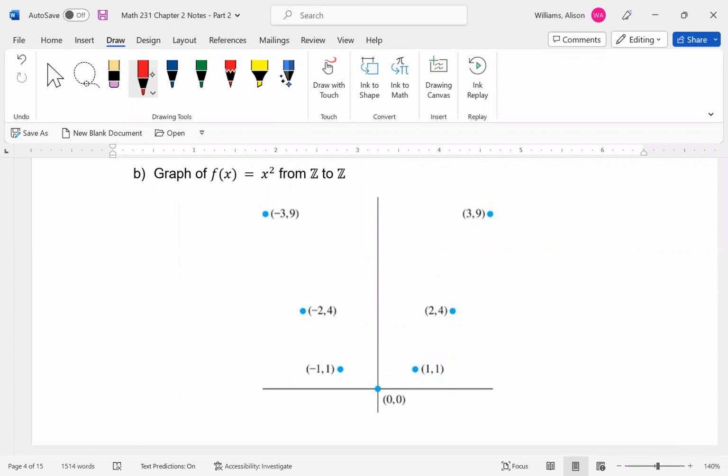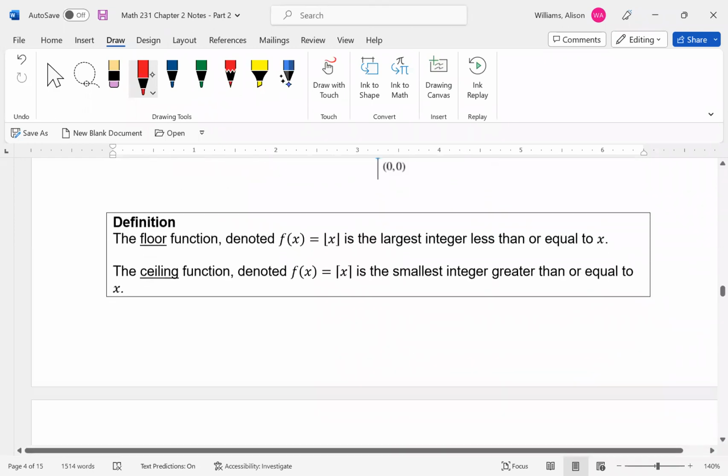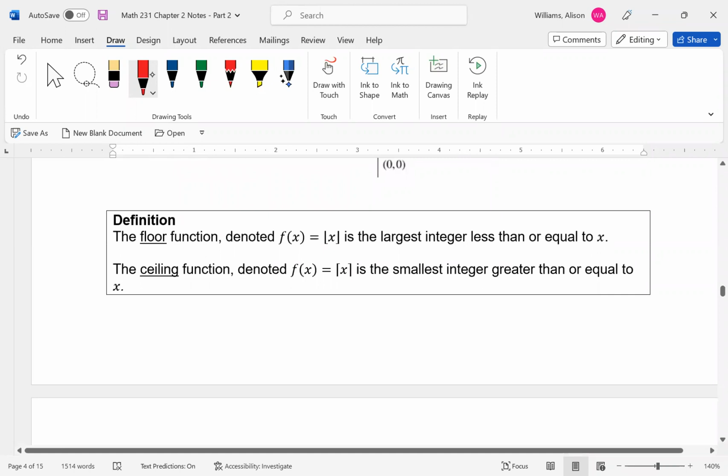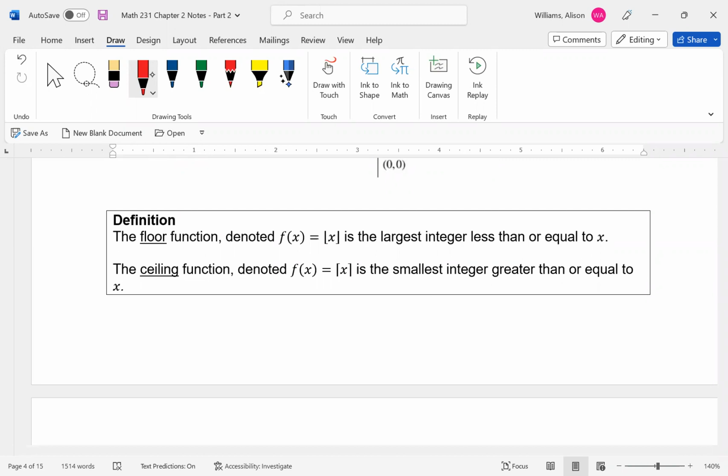So if it was R to R, we'd be connecting those dots, right? We'd be drawing our parabola, but we're not. It's Z to Z. Okay, now that we've got that, here's our function that we're going to focus on. We have a couple functions, but this one's kind of the big focus. It's the idea of what's called a floor function and a ceiling function.